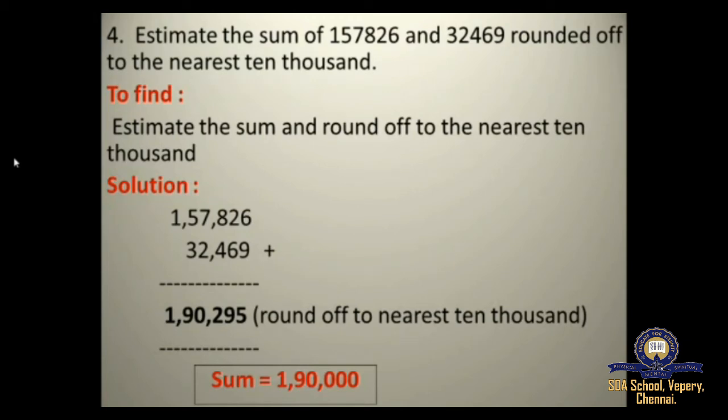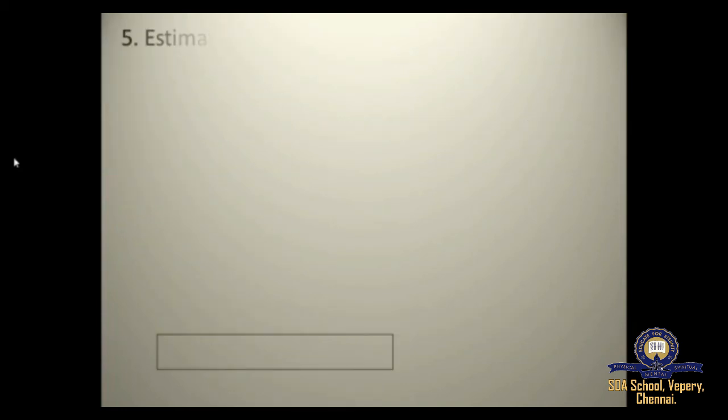So the digit in the 10,000s place is 9 here. So I'm going to look to the right of 9. The digit to the right of 9 is 0, which is less than 5. So I'm going to leave the number unchanged. So the sum will be 1,90,000. Next, I'll move to the fifth sum.